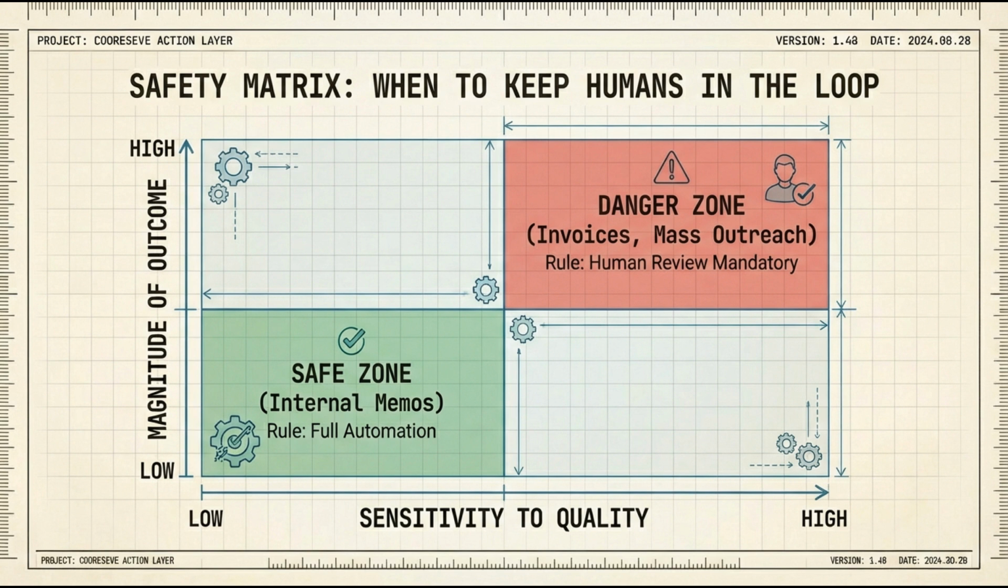Sending 1 email has a low magnitude. Sending 10,000 emails has a massive magnitude. If you mess up 10,000 emails, you can burn your domain reputation. Game over. Okay, makes sense.